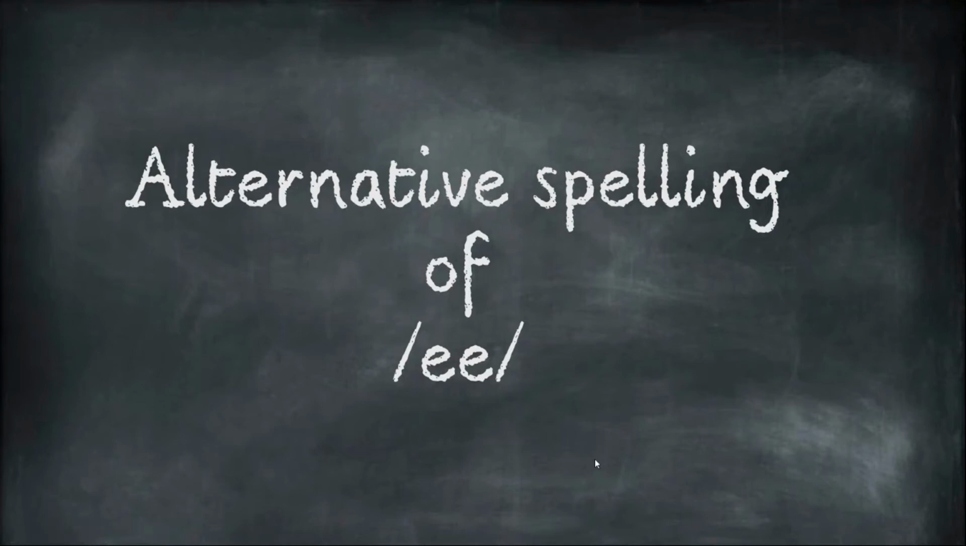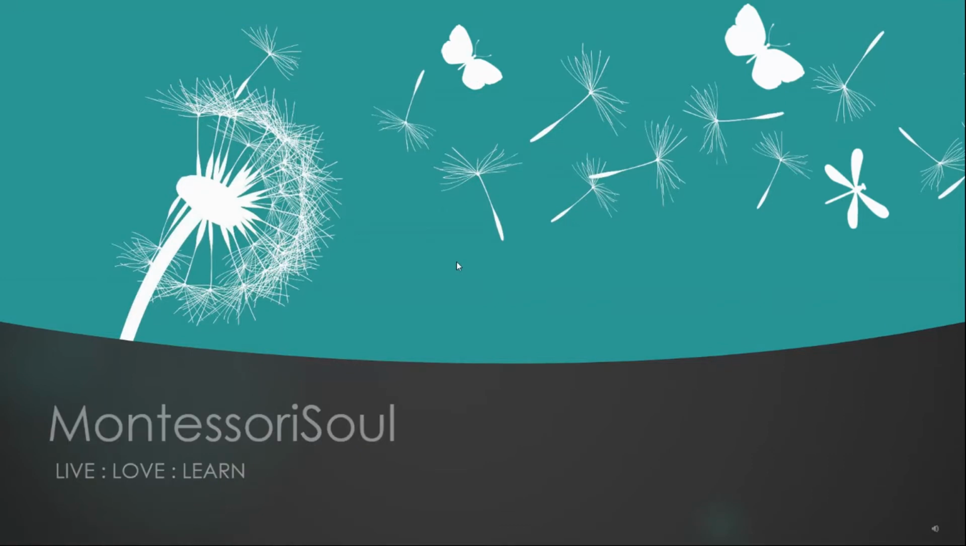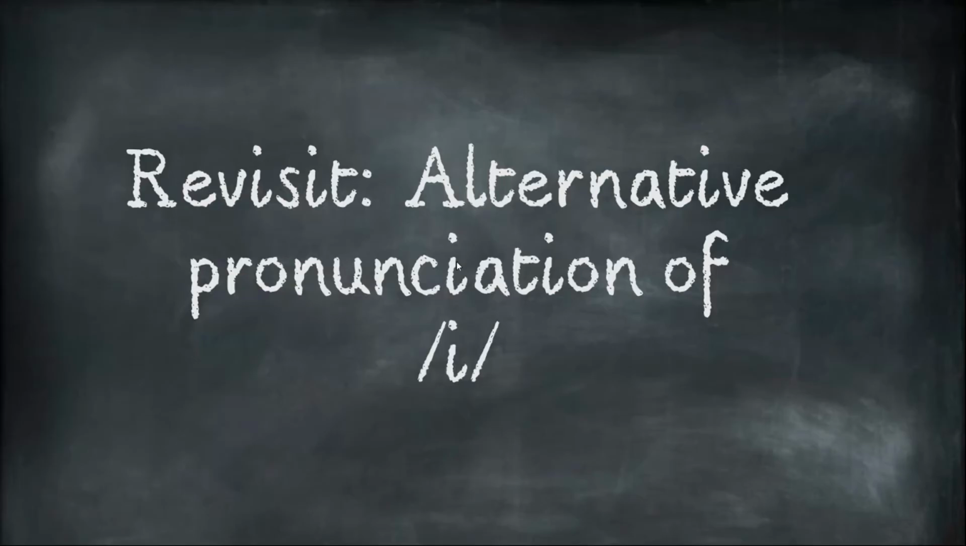Today we're going to start looking at the alternative spellings of the E sound. Let's start though by revisiting how we can have alternative spellings of the I sound. This video is revisiting the alternative pronunciation of the I.